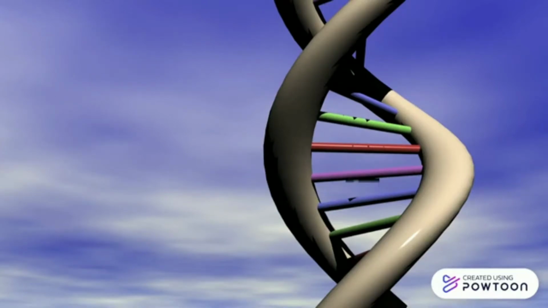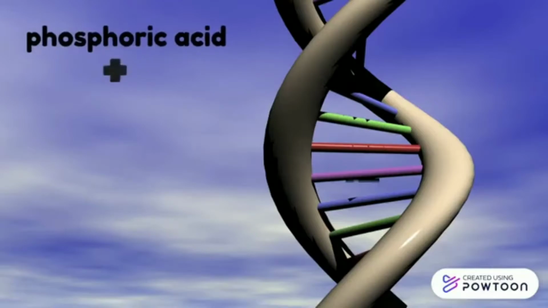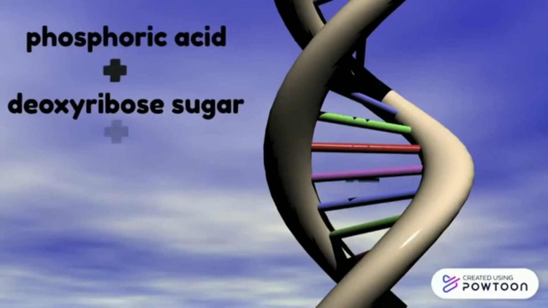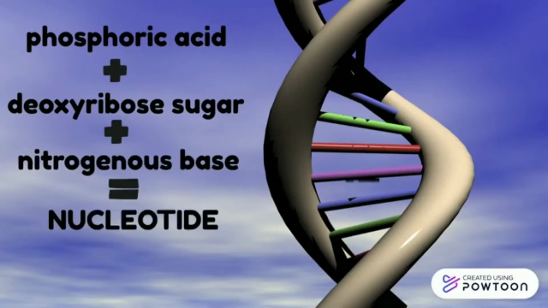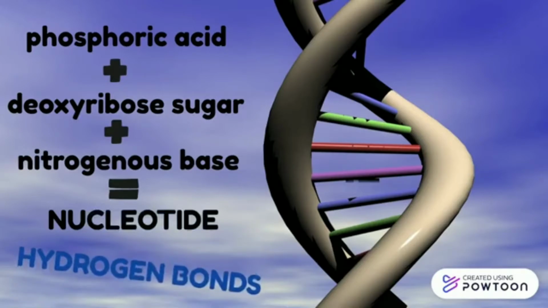Moving on, the combination of a phosphoric acid, deoxyribosugar, and one nitrogenous base is called a nucleotide, which is bound together by hydrogen bonds which are weak in the middle. That's why DNA is easily split.